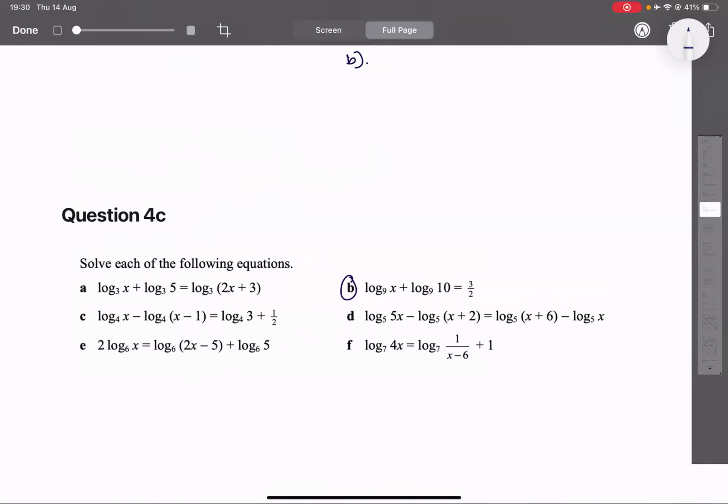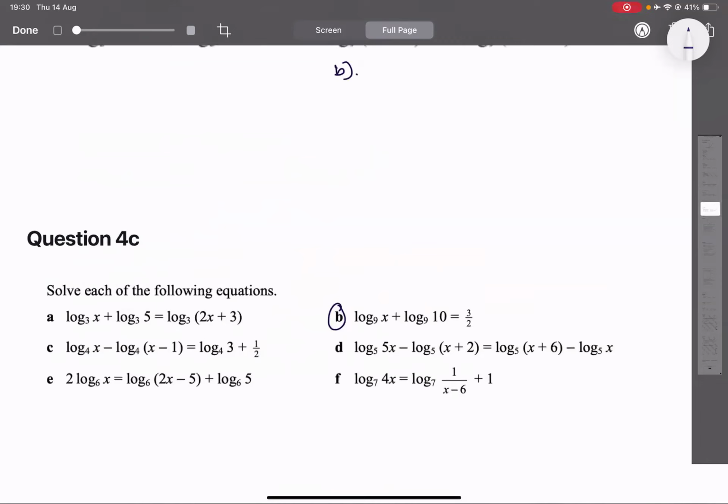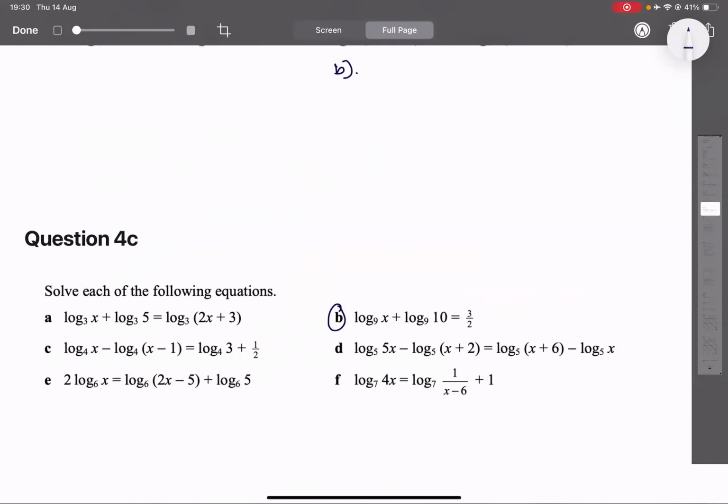So you've got logs on one side, non-logs on the other side. Can you collect the two terms together? How would you put them into one? You would multiply them together. Yep. So what would you get? Log 9, 10 times x. Yep. So 10x equals 3 over 2.